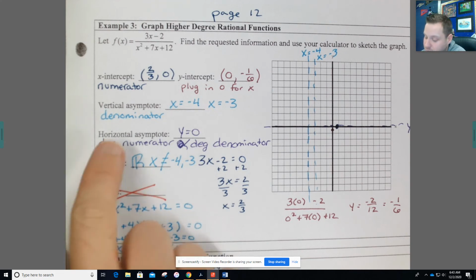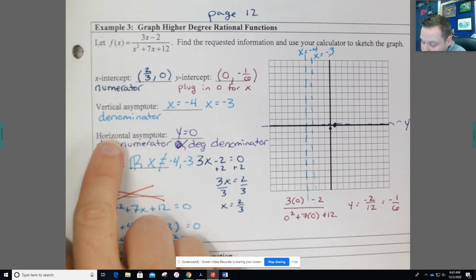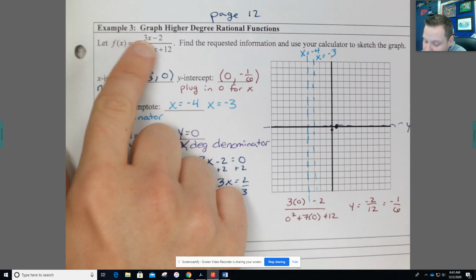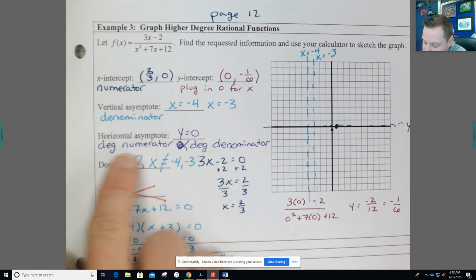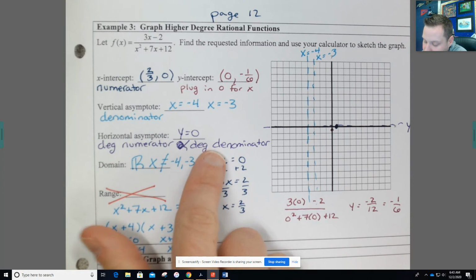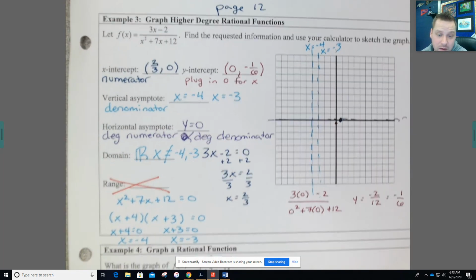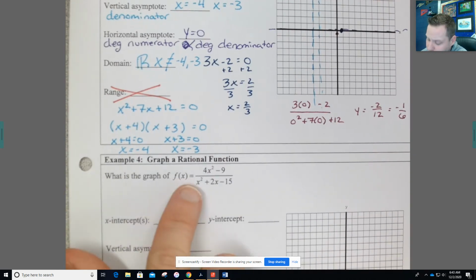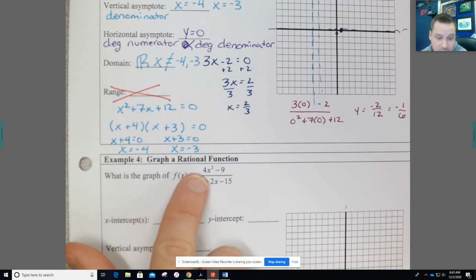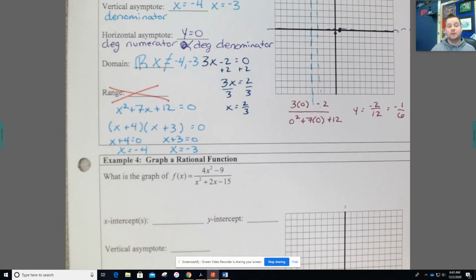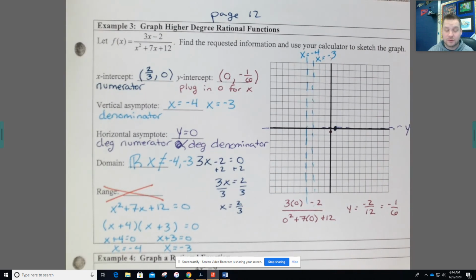Probably the trickiest thing is the horizontal asymptote. If the degree of the numerator is less than the degree of the denominator, it is always going to be y equals 0. Always, always, always. If they are the same, like in example 4, which you're going to do on your own, remember you take your leading coefficients and divide them out. For the range, I went ahead and crossed it off. In this class, we're not going to worry about the weird ranges. So when we have a point on the horizontal asymptote, you will not be asked the range.